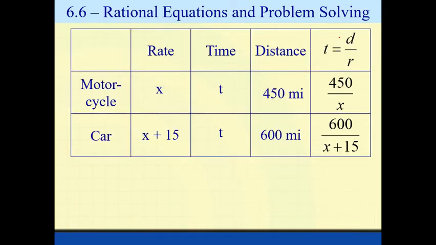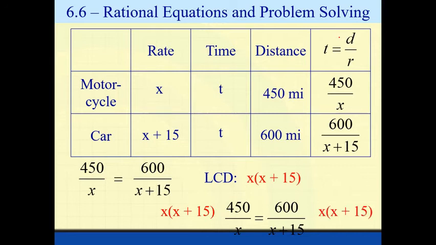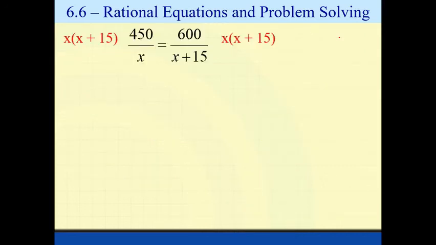Let's take a look at how this is going to set up. Because it's the same time, we've got to set our equations equal to each other. All right? And then what's going to be our LCD? That's right, our LCD is going to be x and the x plus 15. Okay? And notice that we can cancel out the x, so we have 450 times the x plus 15, and then it's just 600 times x.